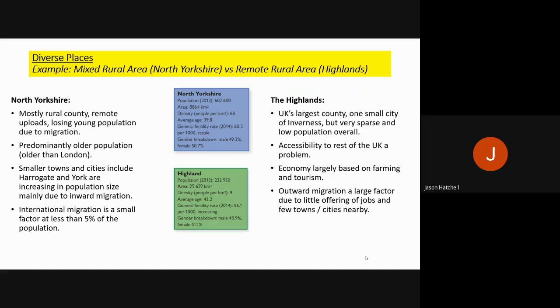And the biggest factor affecting the population here is outward migration, of course. So people moving from the Highlands to nearby cities, Edinburgh, Glasgow, Inverness, and so on. So there are two examples of places that are mixed rural areas and remote rural areas.